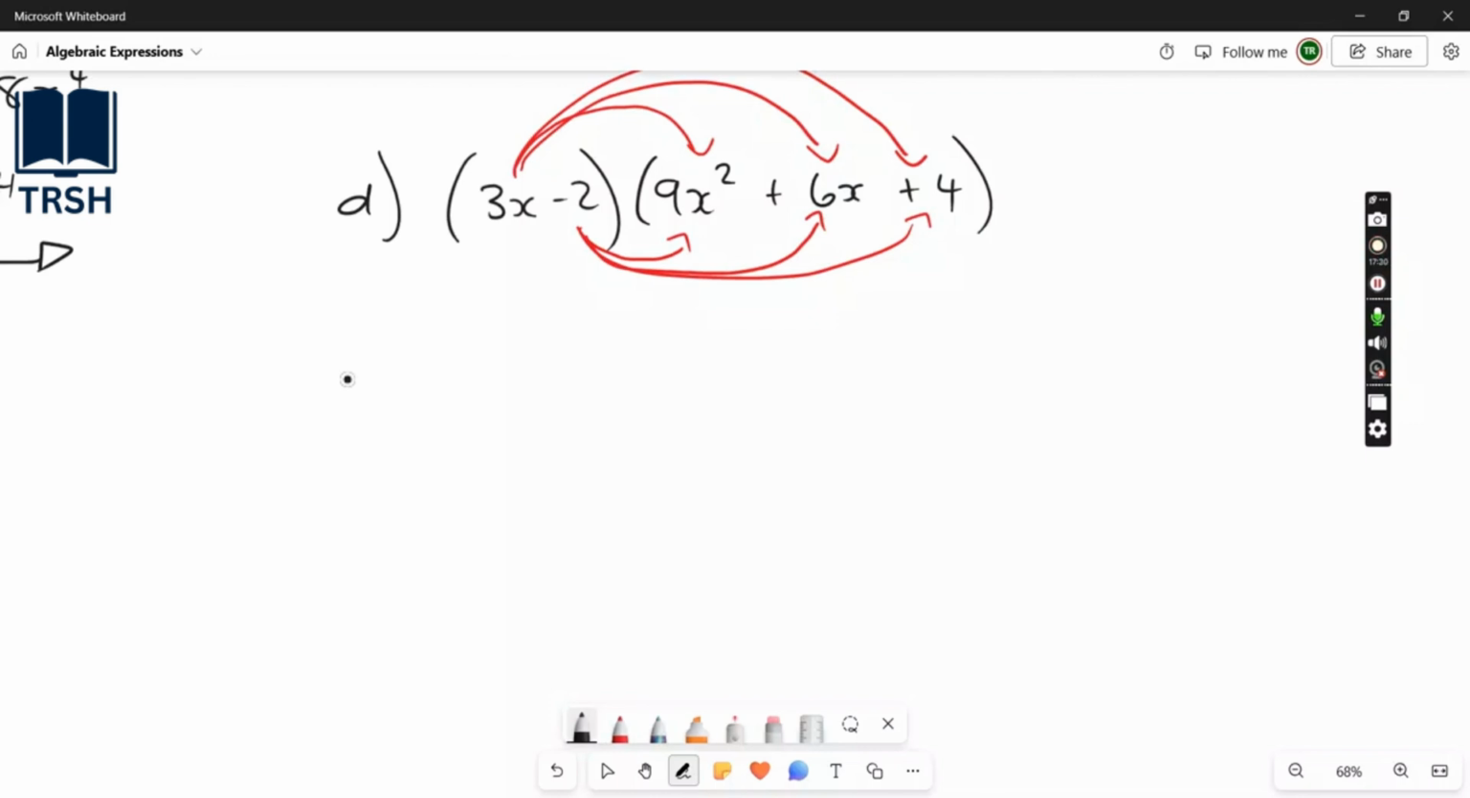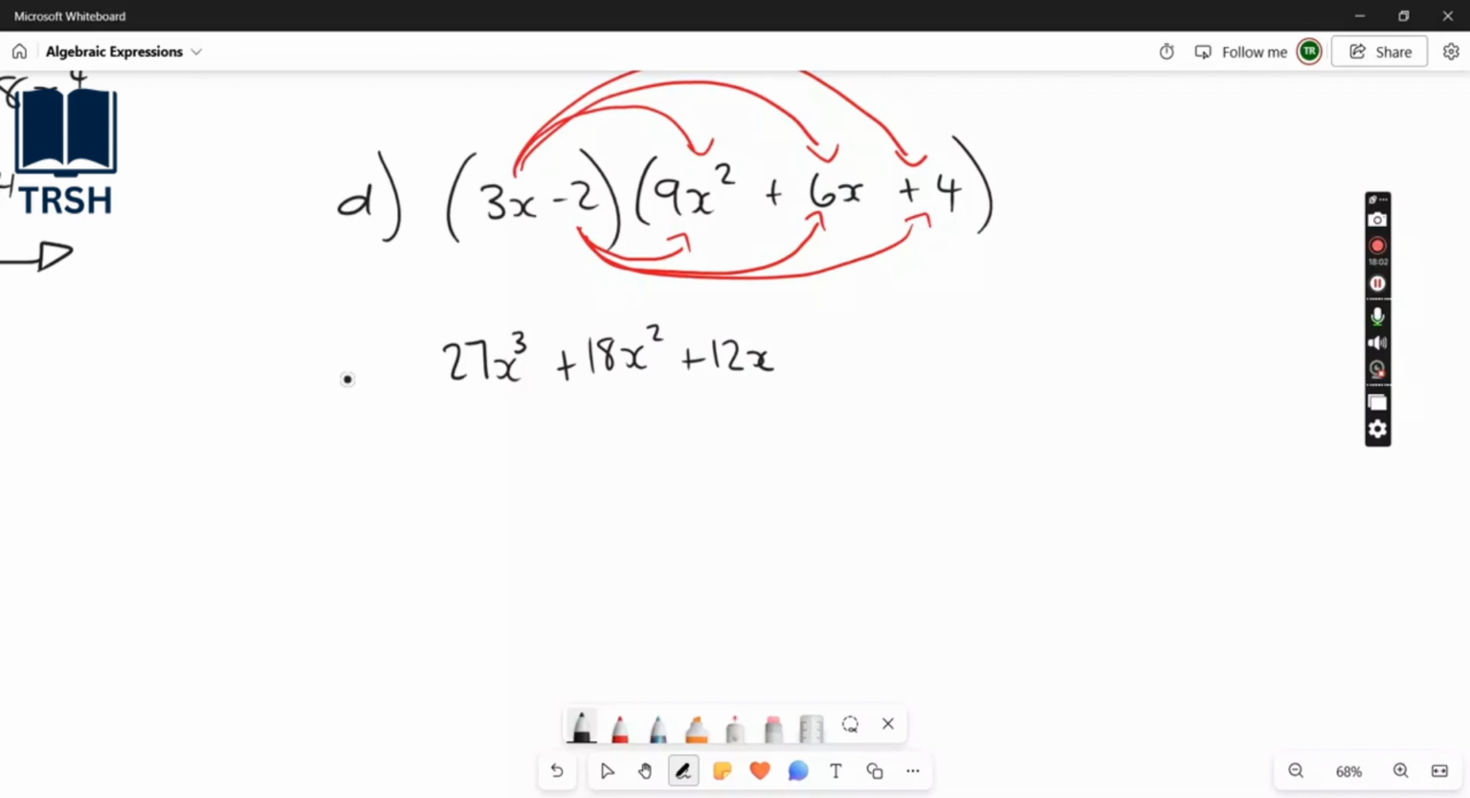So if we get started, we have 3x multiplied by 9x squared. 3 multiplied by 9 will give us 27. X multiplied by x squared will give us x cubed. Then 3x multiplied by 6x will give us positive 18x squared. 3x multiplied by 4 will just give us positive 12x.